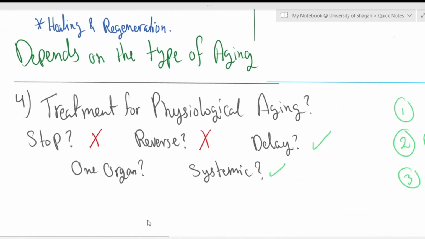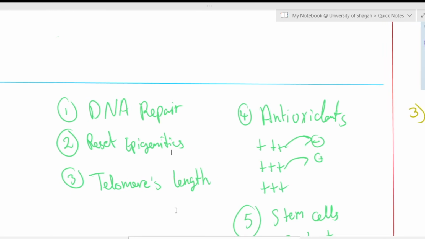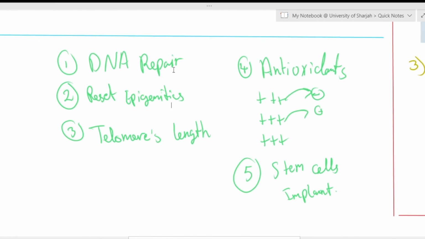Now, how would we treat the physiological aging? We mentioned before that the causes include DNA damage. So here we have DNA repair. We can enhance DNA repair. By the way, all these treatments are actually still theoretical and they're under trial, so nothing is confirmed yet, but we should learn them. So the rate of repair will reach an equilibrium with the DNA damage. So aging could be delayed at some point, or to some extent.